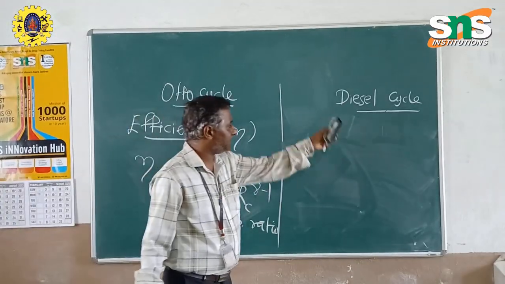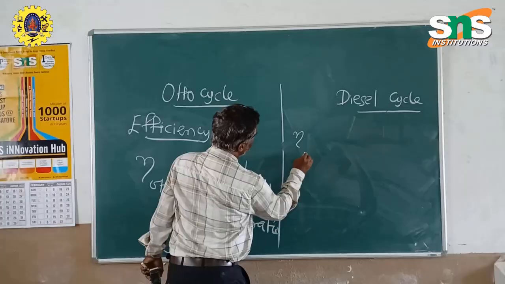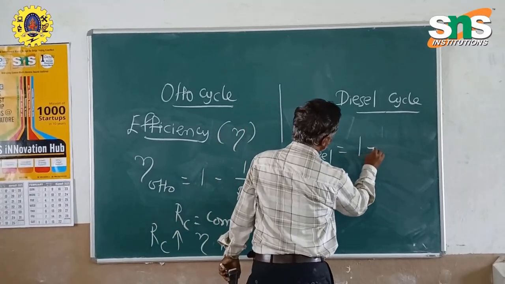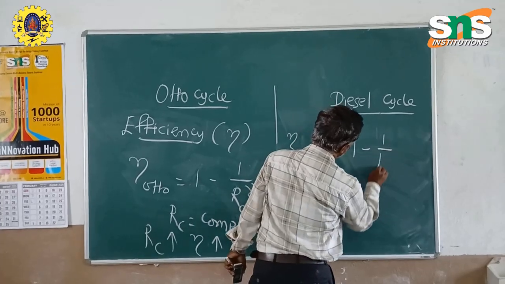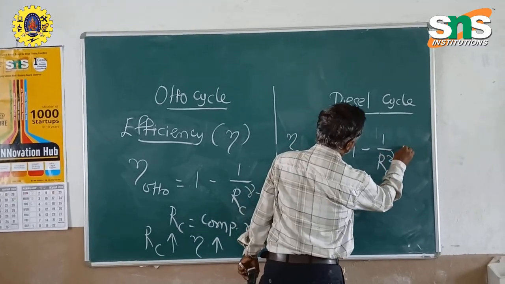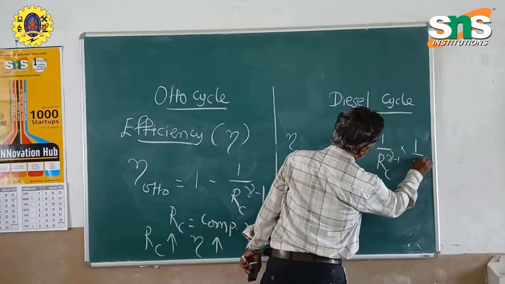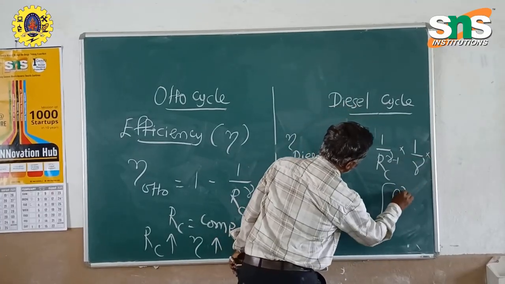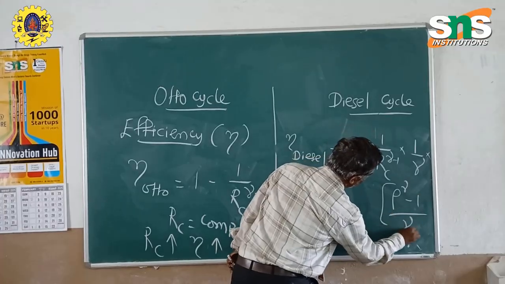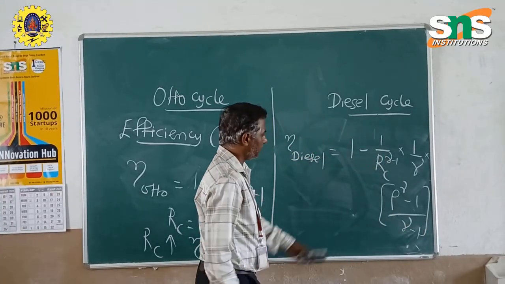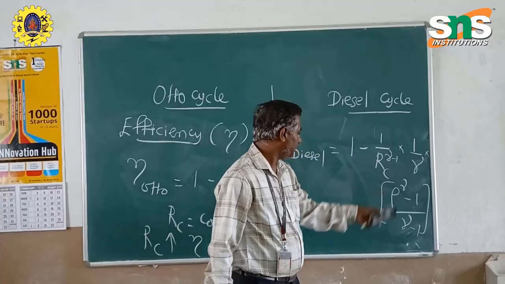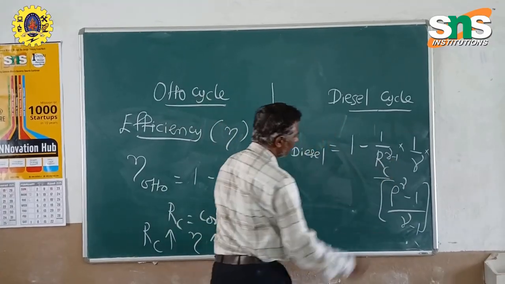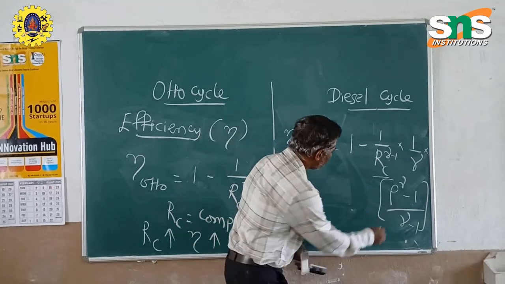Then we can move on to the diesel cycle. For the diesel cycle we can have an expression. The same thing: 1 minus 1 by RC power gamma minus 1, into 1 by gamma, into another factor, rho power gamma minus 1 by rho minus 1. Okay, 1 minus this value. So here we have RC and gamma the same. One more factor is called rho.